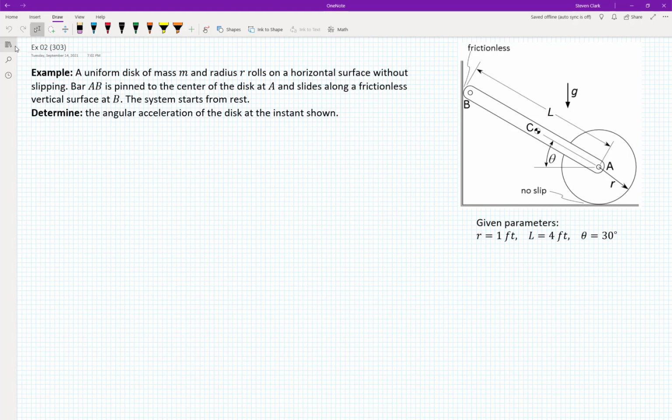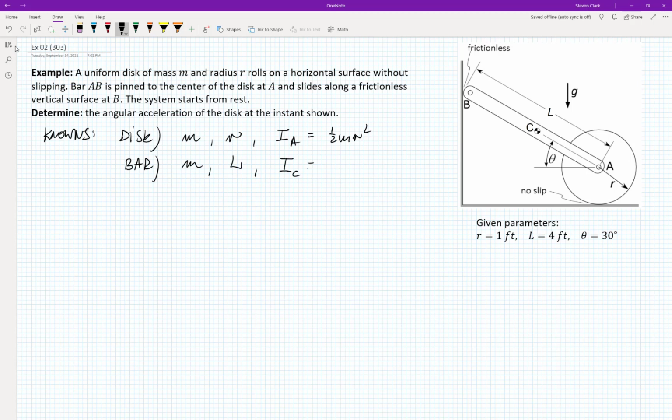Okay, so what do we have in here? We again have two bodies. We have disk and bar. Okay, so let's summarize what we know about them. So let's start with maybe disk. About the disk, we know that it has mass m, radius r, and that moment of inertia about point A is 1/2 mr squared. How about bar right now? Bar has mass m, length l, and moment of inertia at center of mass is 1/12 ml squared.